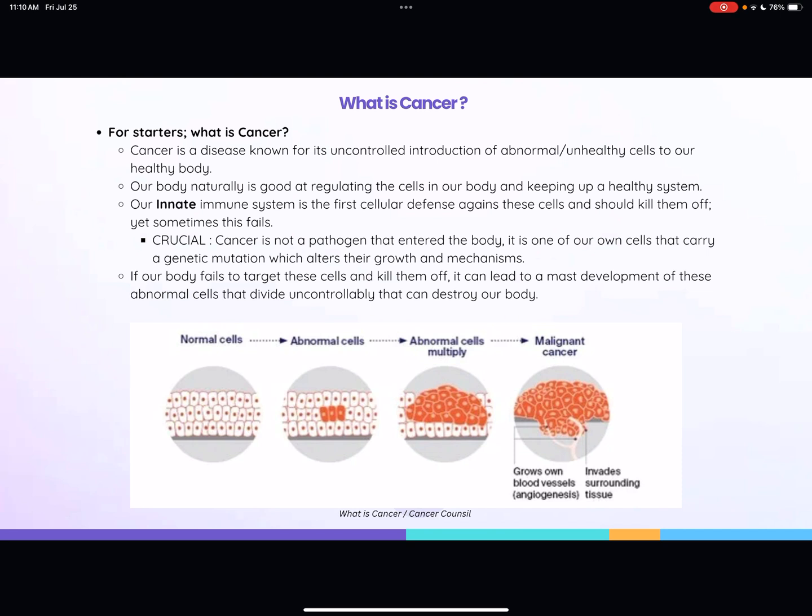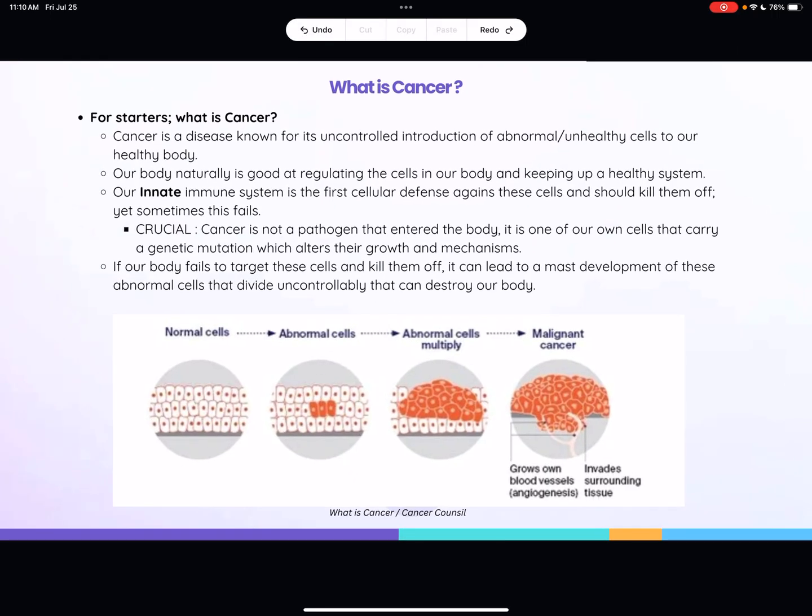So the photo below describes normal cells, which turn into abnormal cells, which we see in the yellow, or the orange epithelial. Those cells essentially multiply. What we see in the abnormal cells is just benign. It's not invading any tissue yet. It's not invasive. And then we see it turn into malignant, which is when it's grown its own blood vessels, also known as angiogenesis. And then it's also going to invade the surrounding tissues as well.